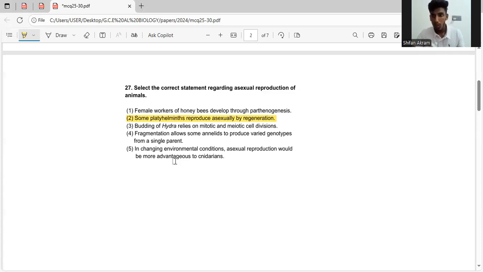And it is not an advantage to them. On the opposite, it is a disadvantage. Again, we can eliminate the fifth answer. The only correct answer is the second one.